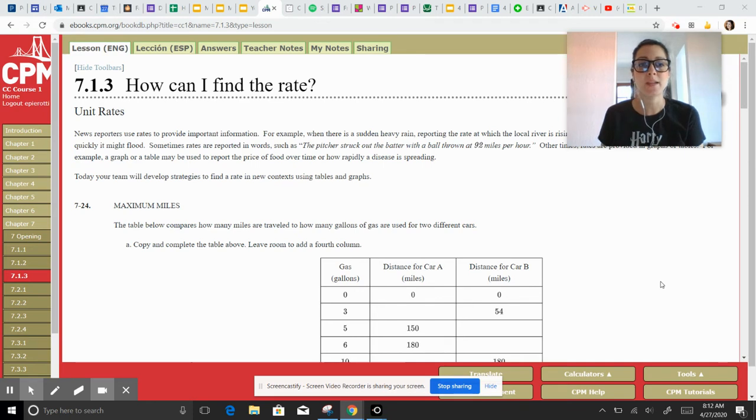How can I find the rate? We're looking more closely at unit rate. So if you were feeling at all confused on the Desmos activity last week, this should help because I'm going to be showing you really clearly, I hope, how to find the unit rate given a table and some information from a problem. So looking at CPM, I hope you have this pulled up as well.